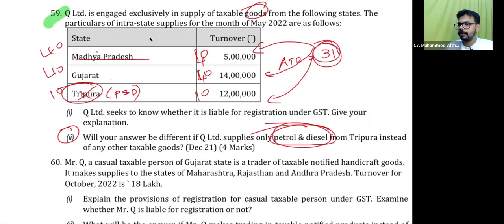Are you getting it, everyone? So you have to read carefully. They're saying that the limit of other states will be reduced to 10 lakh only when you have a branch in a special category state plus you are supplying a taxable supply from there. Clear? All of you clear that?